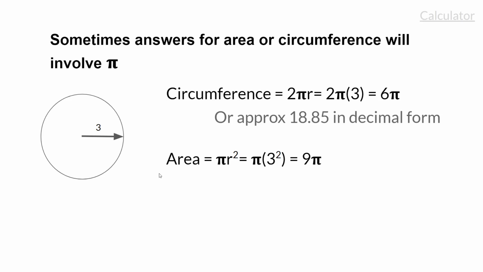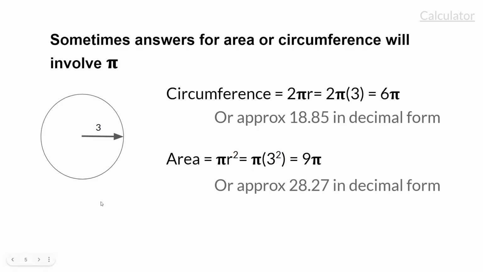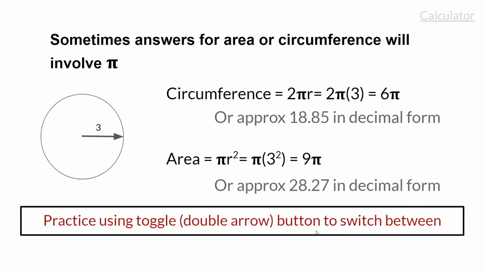Let's move on to the area. The area equals pi times r squared. So that means pi times 3 squared. Your calculator will give you an answer of 9 pi. Then hit the toggle button, and you should get an answer of 28.27, rounded in the decimal form. So you want to practice going back and forth between these answers involving pi and the decimal. This is why I generally recommend students use the pi button, because we can get answers both ways as soon as we realize that the toggle button will go back and forth between them.